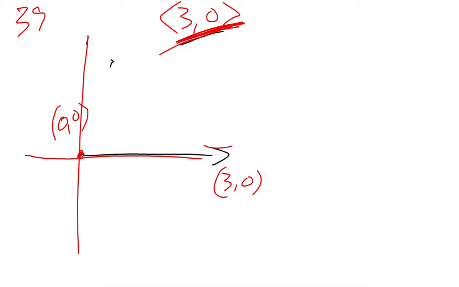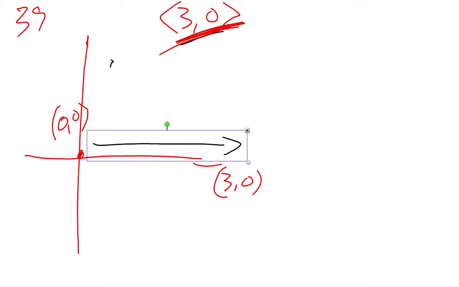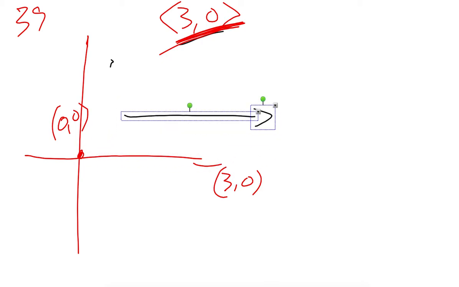I could also put this vector, say at 1, 1. So this is 1, this is 1. So I could also have it start at 1, 1. Now where does it end up? Well, now it ends up at 4, 1. It still has the same component form, all right?